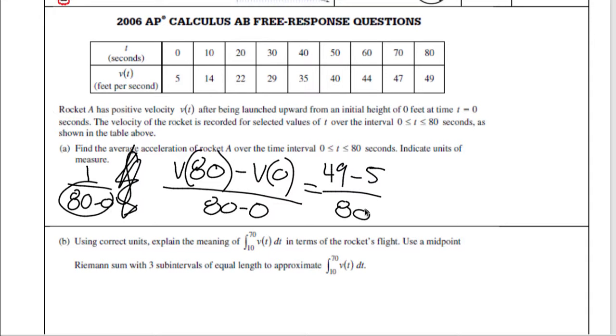So I get 44 over 80. And again, in my class, you need to simplify this. On the AP test, leave it as 44 over 80. Obviously, I can divide by 4, and I get 11 over 20.